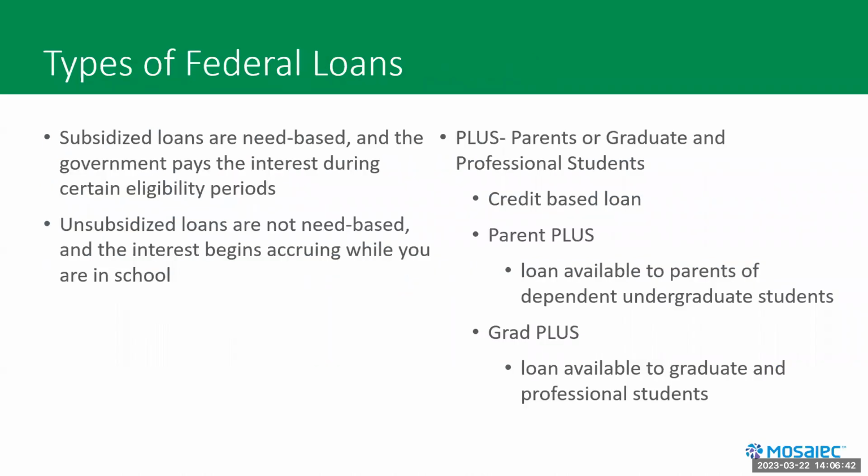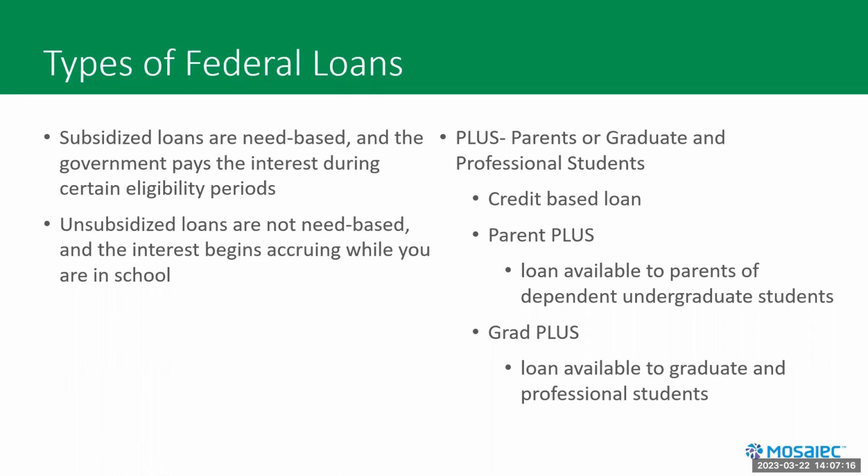As we go into the types of federal loans, subsidized loans are need-based loans. The benefit to the subsidized loan is that the government will pay the interest during certain eligibility periods. So if you're in school attending at least half time and you have a subsidized loan, the government will pay the interest during that time. If you took out a $2,000 subsidized loan freshman year and you continued in school attending at least half time, then by the time that you graduate, that loan would still be $2,000.